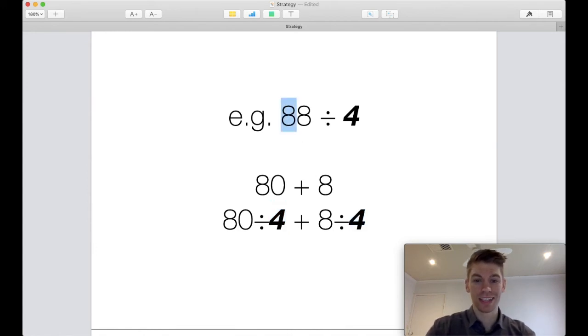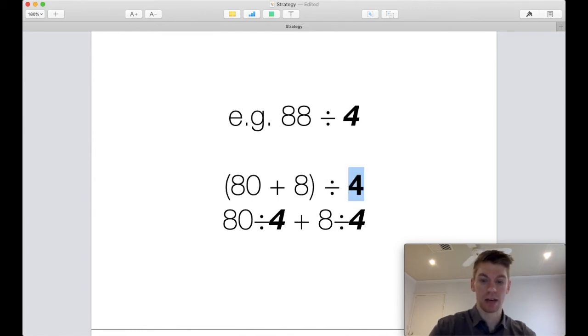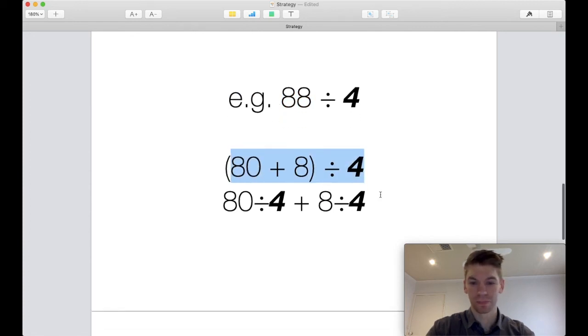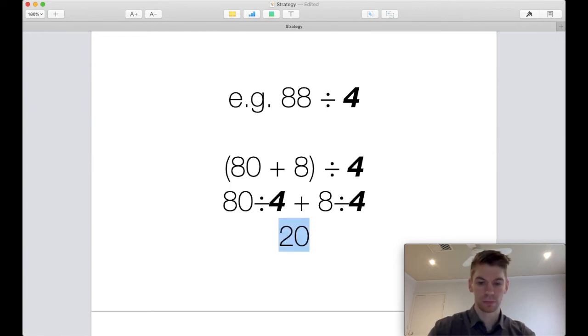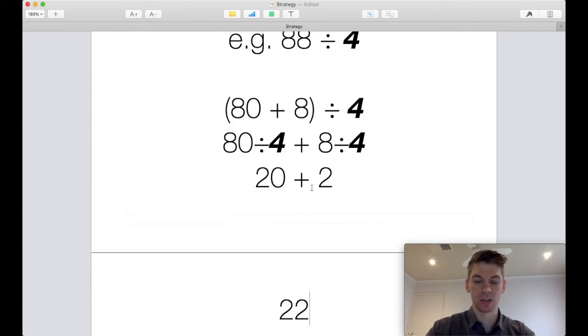All we're doing here, year fives, is splitting this bigger number into smaller numbers that are a bit easier to work with. And because they add up to the same thing, dividing all of this by 4 is the same as dividing the added together number by 4 as well. So it's all the same. We do 80 divided by 4, and that gives us 20, obviously. And then 8 divided by 4 gives us 2, so we know our answer is 22.